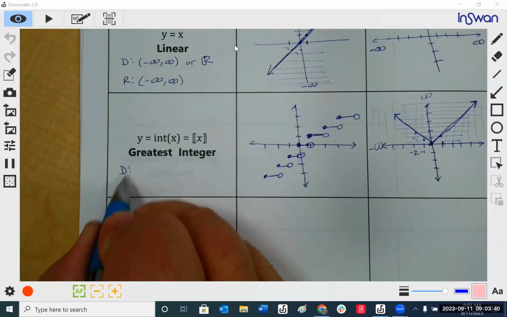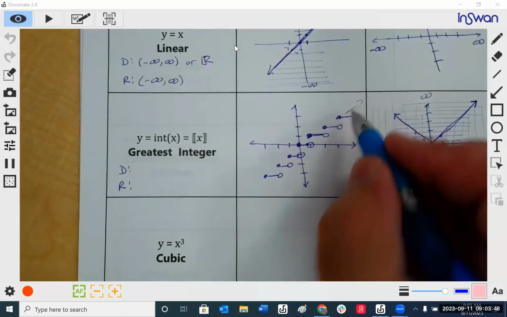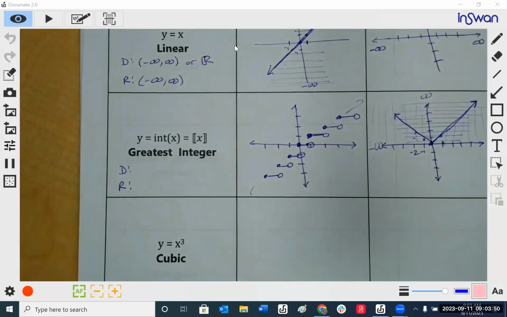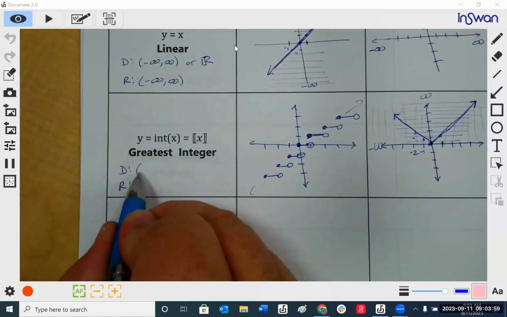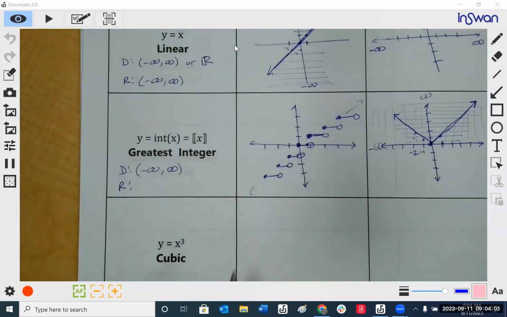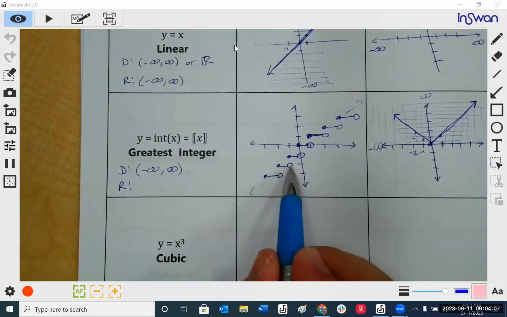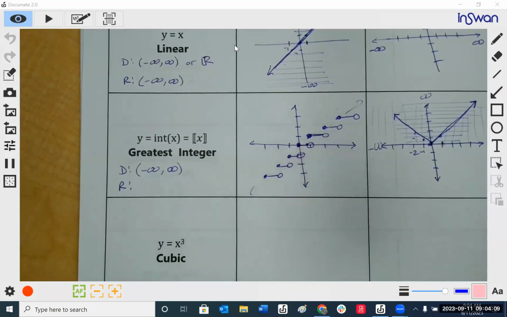So what's the domain? Now, this keeps on going forever and ever, both directions. So what's the domain? Right. Negative infinity to positive infinity. Because all of the x's are allocated. Where this one stops, this one starts. Where this one stops, this one starts. So there's always an x value.